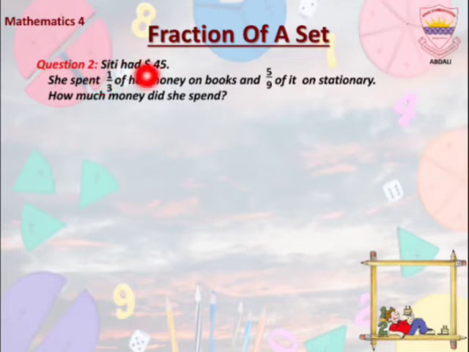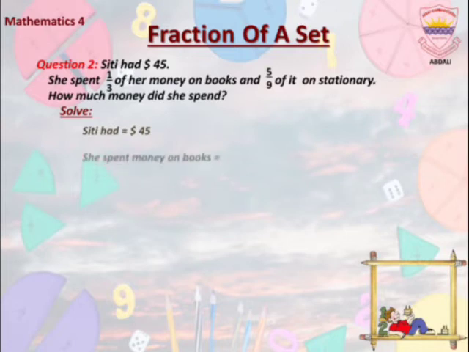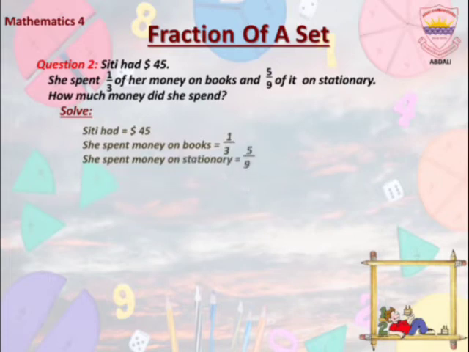Now students, let's start to solve our second question. Our question number 2 is, Sid had $45. She spent 1/3 of her money on books and 5/9 of it on stationery. And we have to find out how much money did she spend. Now students, let's solve it. Sid had $45. She spent money on books is equals to 1/3 and on stationery is equals to 5/9.